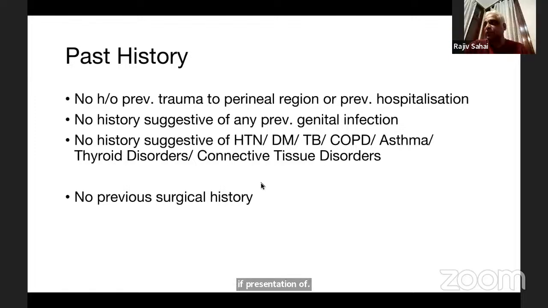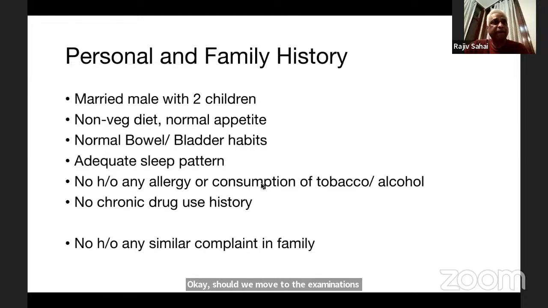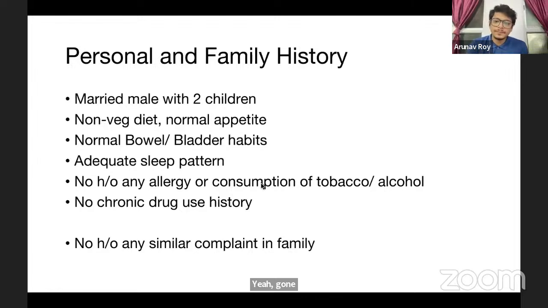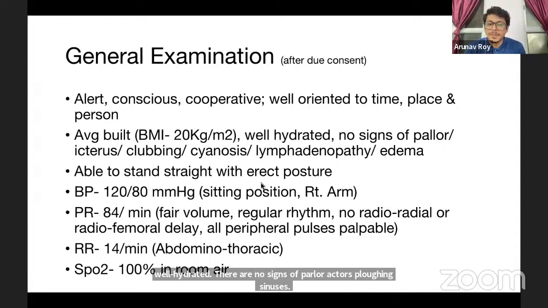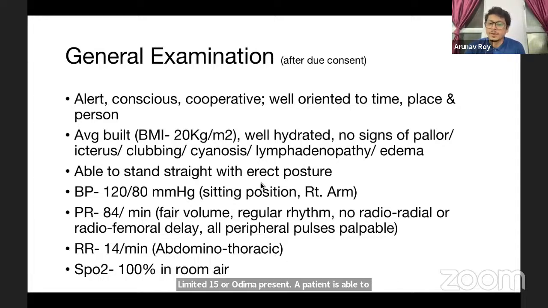Okay. Should we move to the examination? Yeah, go on. So, may I move to the examination, sir? Yeah, please. The general examination of my patient was done after taking due consent in a well-lit room. My patient was alert, conscious, and cooperative, well-oriented to time, place, and person. He's of average build with BMI of 20 kilograms per meter square. He's well hydrated. There are no signs of pallor, icterus, clubbing, cyanosis, lymphadenopathy, or edema. My patient is able to stand straight with erect posture.